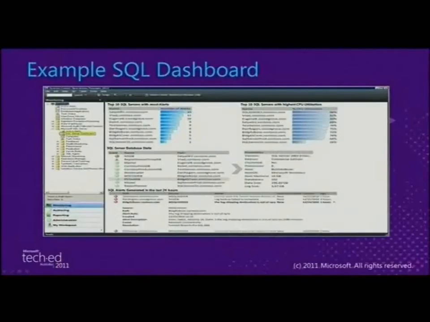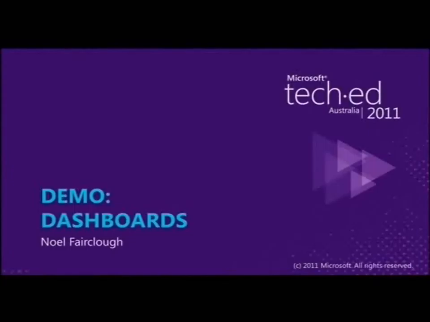Now here's an example of how we can use widgets to create a dashboard with rich information for our users. So this is an example SQL dashboard that might ship with the SQL management pack. You can see we've got top SQL servers with most alerts, top SQL servers with highest CPU utilization, database state, and then we can have context-based menus based on as we select different databases, it can present information about that database health.